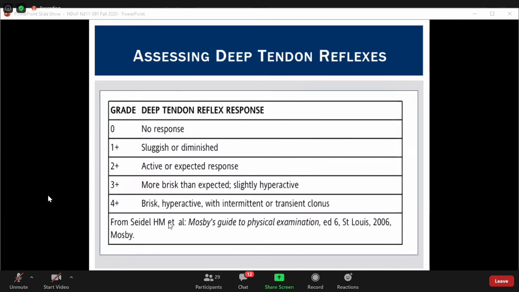What would concern you? Preeclamptic patient, severe preeclamptic patient with a headache. Which deep tendon response are you most concerned about? What are you concerned about? Plus what? I'm sorry?